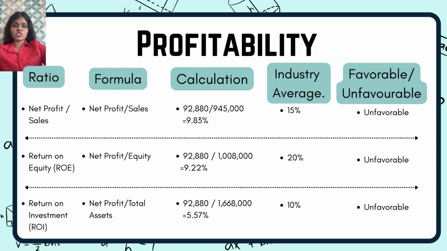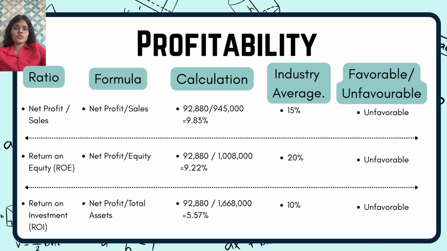For the net profit margin, the formula is net profit divided by sales. Thus, the net profit margin is 92,880 divided by 945,000, resulting in 9.83%. The industry average is 50%. This is unfavorable, showing that KEC's profitability is lower than the industry average.